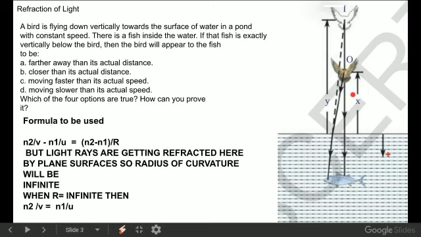In a simple way, if you draw the ray diagram from the bird to the water, you can see that when the light rays enter from a rarer medium to a denser medium, they bend towards the normal. When these two light rays reach the fish and you extend them backward, they intersect at a certain point farther than the actual distance. So if the bird is at x distance from the surface of the water, it appears to the fish as if it is at a y distance.